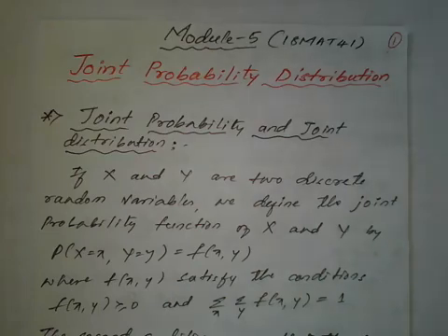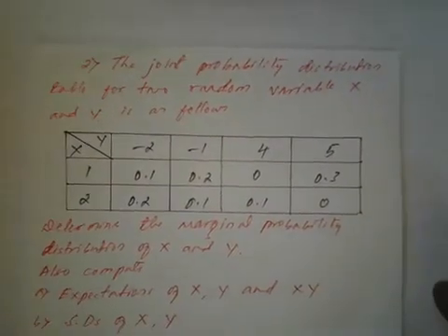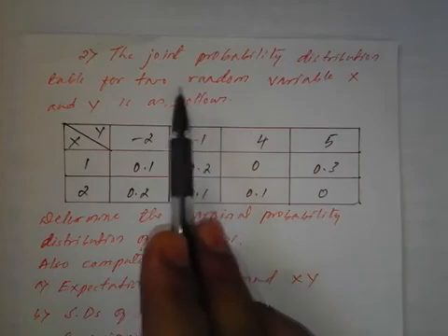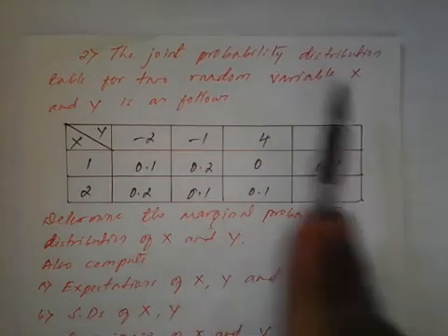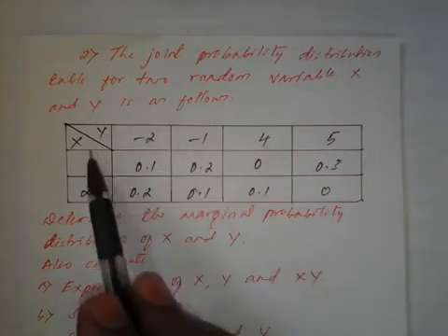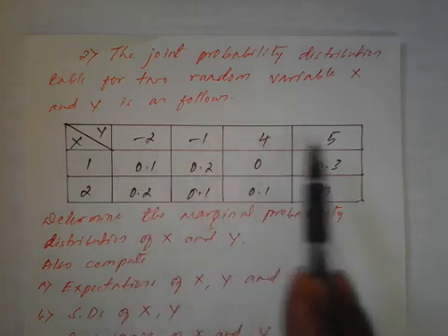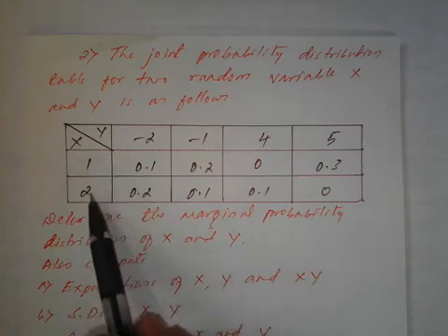Hello friends, today we'll see again a continuation of the joint probability distribution with more examples. So the next example based on joint probability distribution is: the joint probability distribution table for two random variables x and y is as follows. They have given the values of y as -2, -1, 4 and 5. Values of x are 1 and 2.